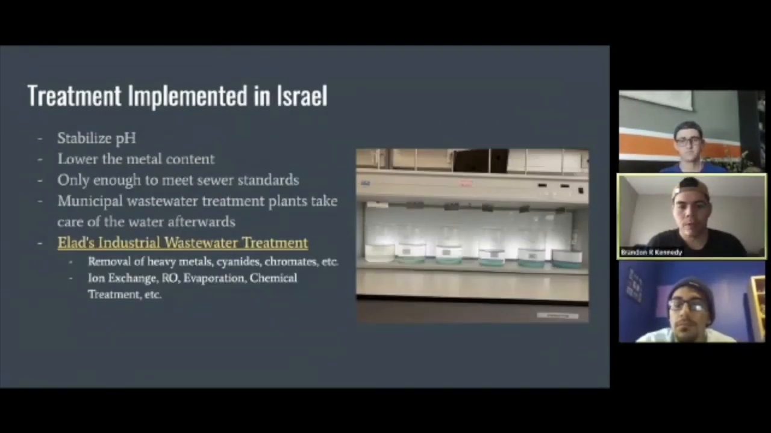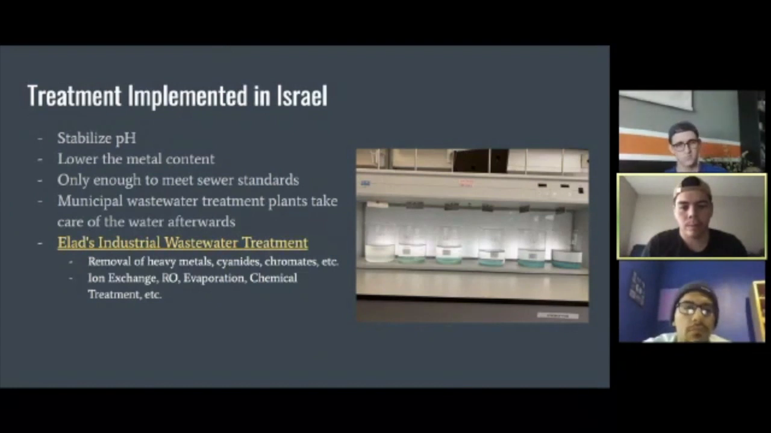In Israel, they have standards for their industrial wastewater. They have to stabilize the pH of that water and lower the metal content, and this only has to be enough to meet the sewer standards, where the municipal wastewater treatment plants then take care of it. In Israel, they have a company called Elad Industrial Wastewater, and they remove heavy metals, cyanides, chromates, etc., and they use ion exchange, reverse osmosis, evaporation, and chemical treatment, and other treatments as well.